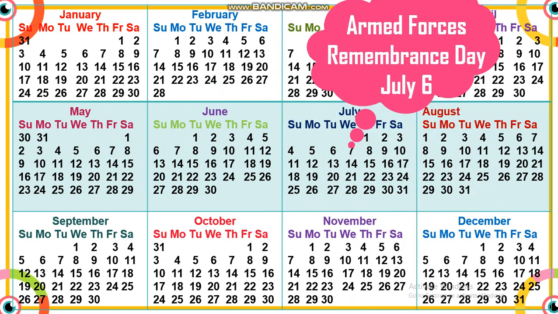What about the Armed Forces Remembrance Day? That's July 6th. What do we do? Look out for the month of July. Then check out the figure, which is 6. July 6th is on a Tuesday. Armed Forces Remembrance Day this year is going to be a Tuesday.